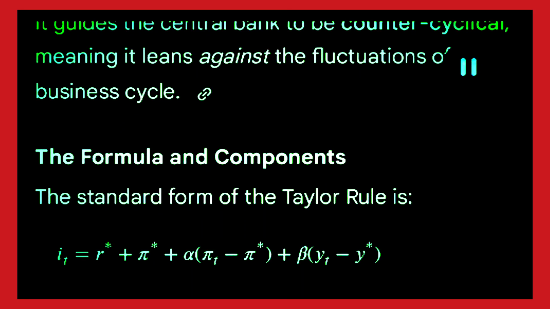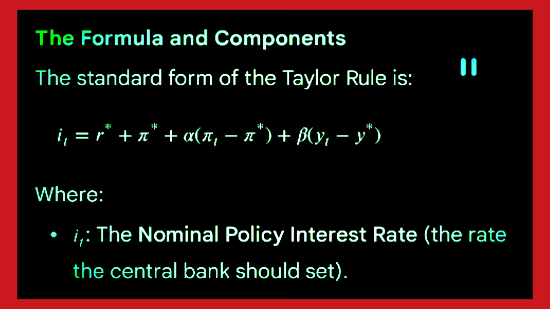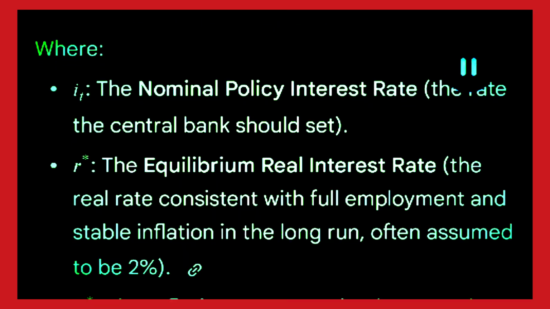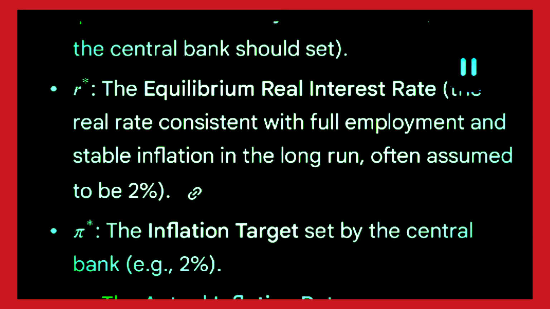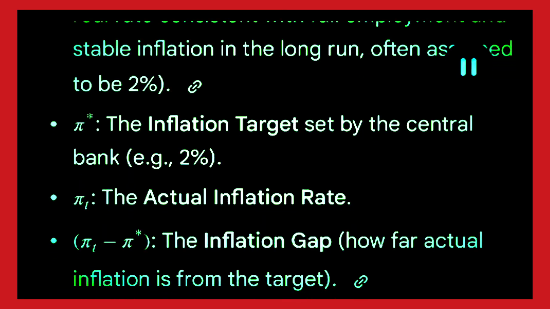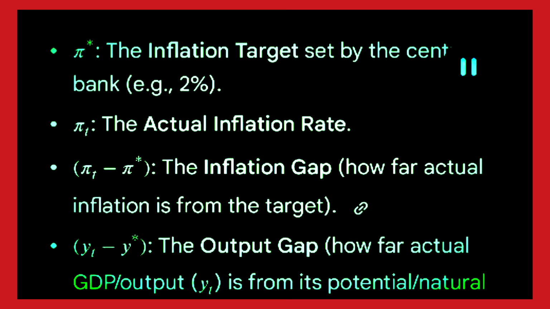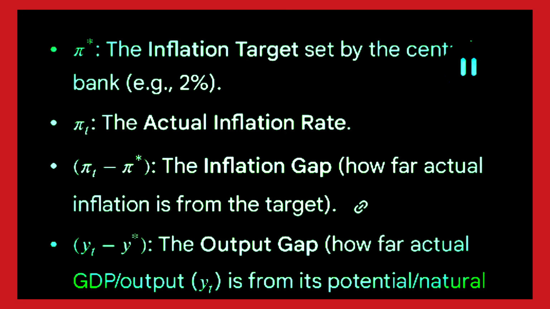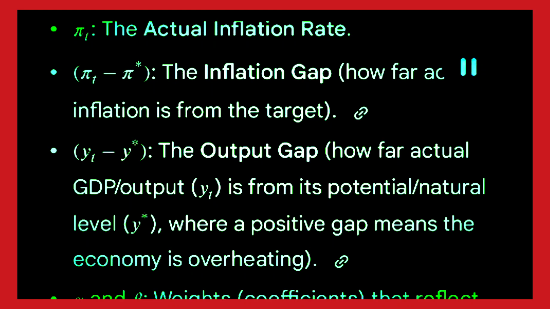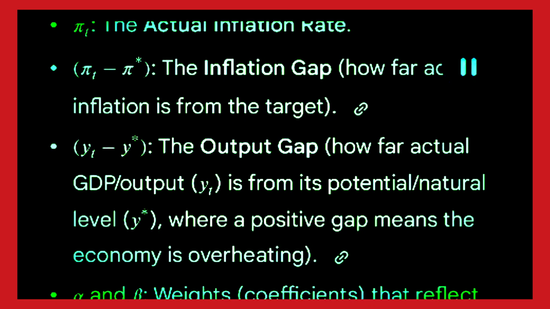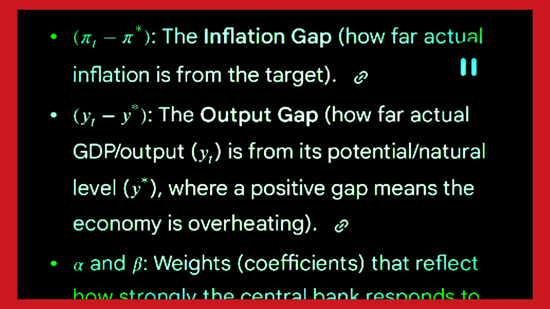The formula and components. The standard form of the Taylor Rule is i_t = r* + π_t + α(π_t − π*) + β(y_t − y*), where i_t, the nominal policy interest rate, is the rate the central bank should set. r*, the equilibrium real interest rate, the real rate consistent with full employment and stable inflation in the long run, often assumed to be 2%. π*, the inflation target set by the central bank, e.g. 2%. π_t, the actual inflation rate. π_t minus π*, the inflation gap, how far actual inflation is from the target.